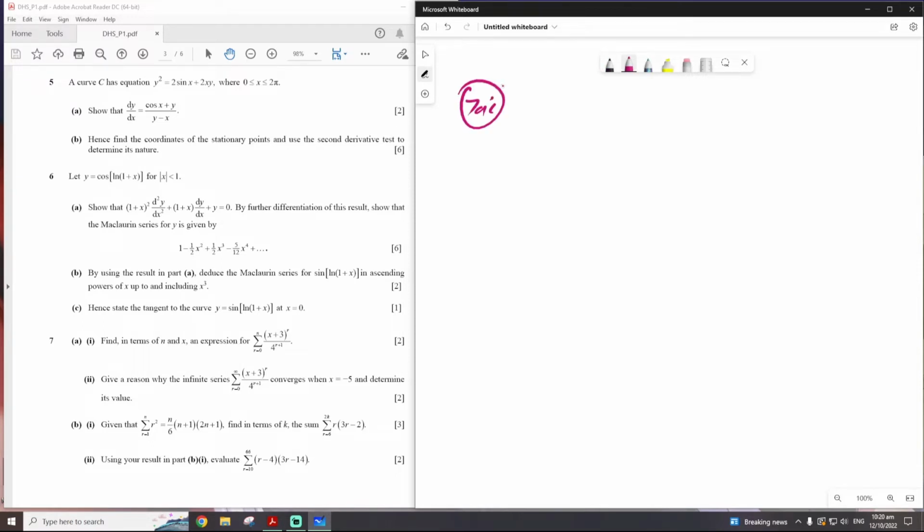Find in terms of n and x an expression for the following sum: the sum from r equals 0 to n of (x plus 3) to the power of r divided by 4 to the power of r plus 1. Now you might actually realize that this is a geometric progression of some sort. So this can be rewritten in a certain way.